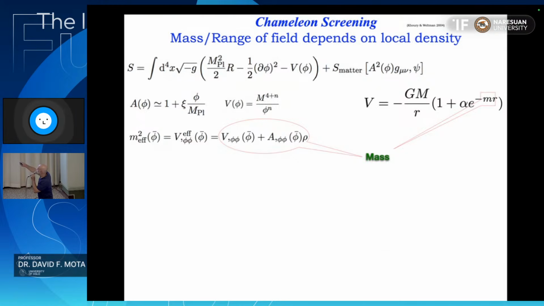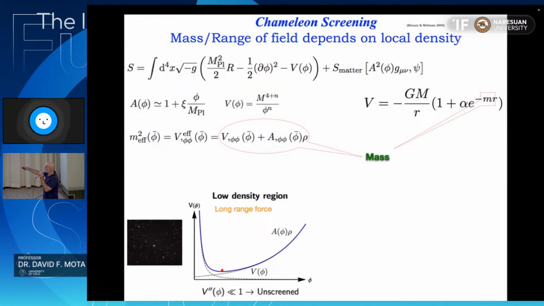And since my mass now depends on rho, my effective potential depends on rho. Again, when I am in a vacuum, very large scale universe, the density is very low, so my effective potential now is this solid blue line, and my field sits in a minimum there, in that volume. But the second derivative is much, much smaller than 1. So the range is very large, the Compton wavelength of the field is very large, so the field is unscreened. It means the scalar field is active, the fifth force is active, and the scalar field is driving the universe acceleration, and it's changing structure formation because the fifth force is active.